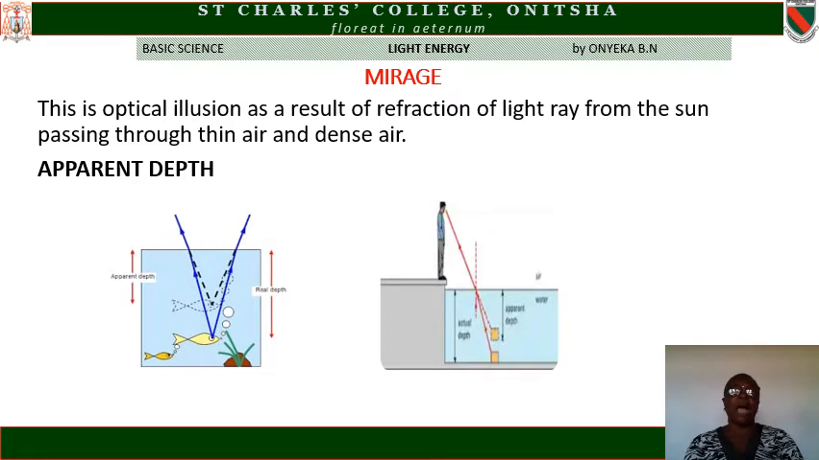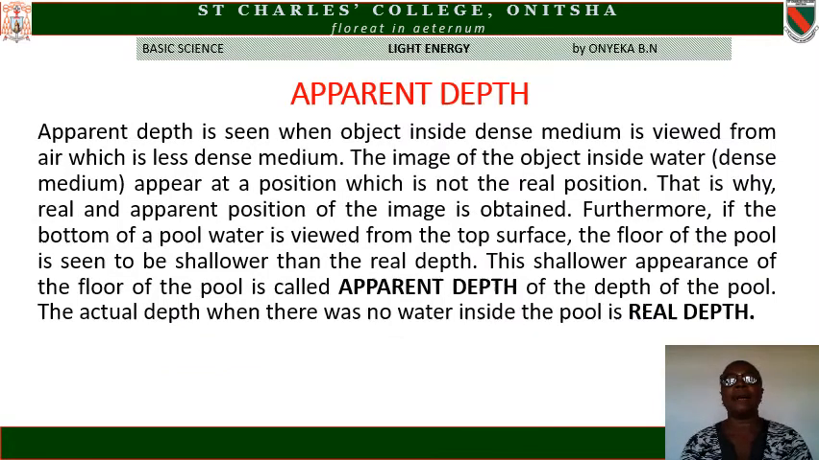Then we move over to apparent depth. Apparent depth is seen when an object inside a dense medium is viewed from air, which is a less dense medium. The image of the object inside water appears at a position which is not its real position. That is why real and apparent positions of the image are obtained.